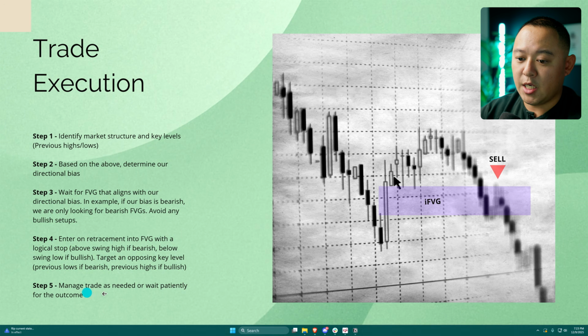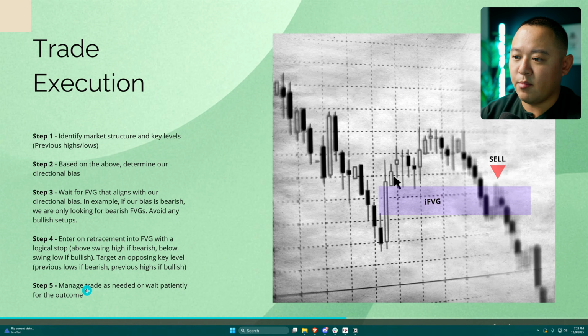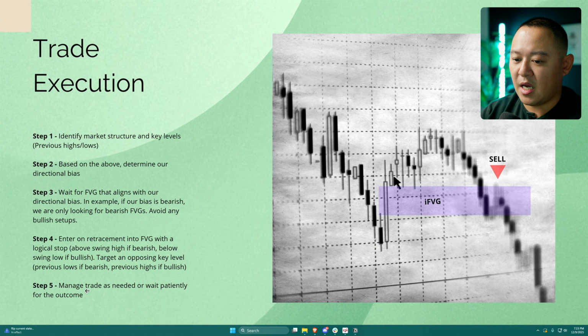And step 5, we're going to manage the trade as needed. Maybe you want to take partials, maybe you want to adjust your stop. Just know that if you adjust your stop too aggressively, the market might kick you out before it goes in its intended direction. Or you might not want to manage the trade at all, because if you micromanage all of your trades, you'll find that it hurts your profitability. So you might want to just set and forget your trades. And that requires you to wait patiently for the outcome.